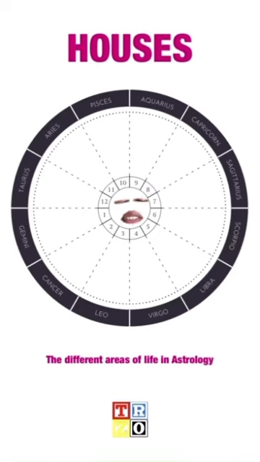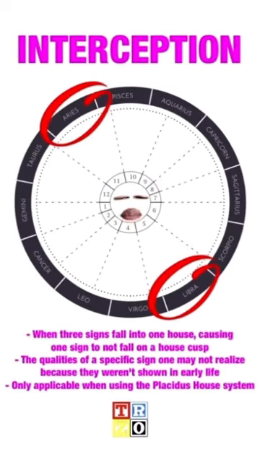Houses. Simply put, it's the different areas of life in astrology. Interception. It's when 3 signs fall into one house, causing one sign not to fall in a house cusp. The qualities of that sign may not be realized because they weren't shown early in life. Also only applicable using Placidus.